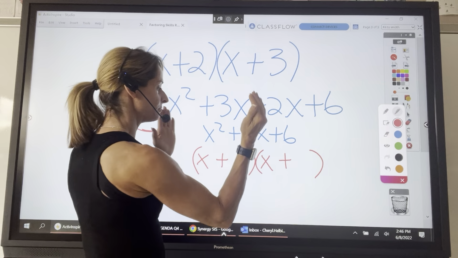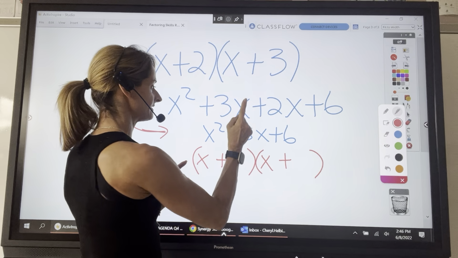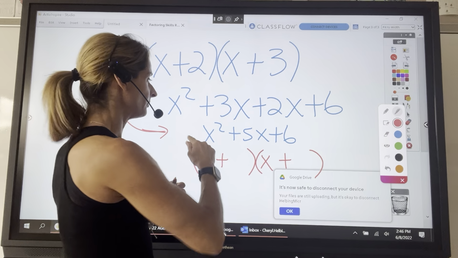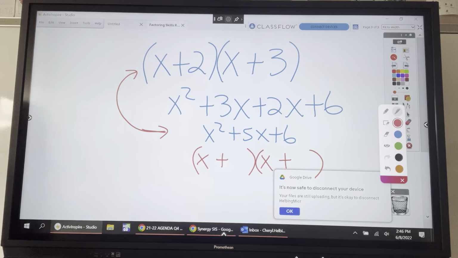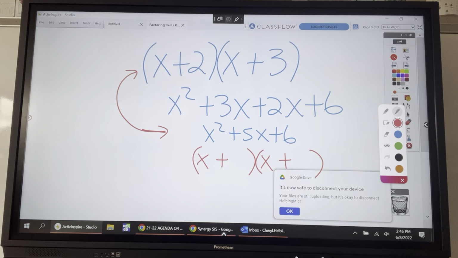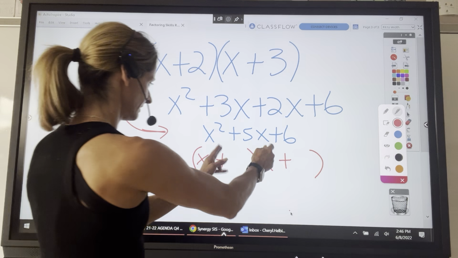So we know it's either positive or negative. The reason why I know that they're both plus is because of this 5x. When we multiply the two numbers, we get 6, but when we add them, we get a positive 5. So we know they have to both be plus. So let's put the plus.